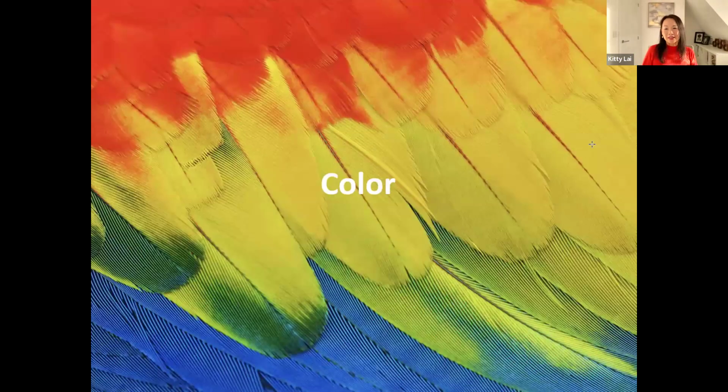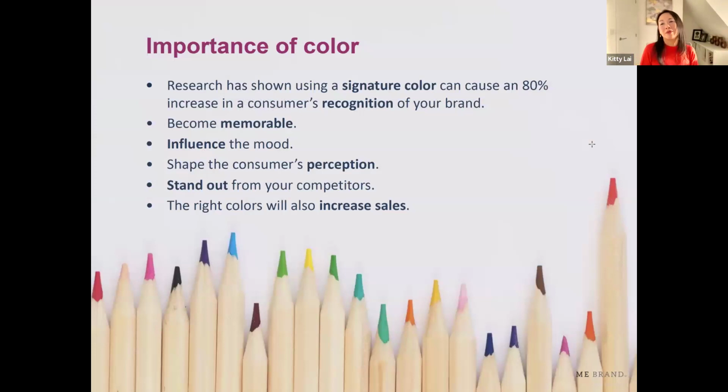So the next thing to focus on is color. This is a very important aspect of brand packaging. So what is the importance of color? Well, research has shown a signature color can cause an 80% increase in a consumer's recognition of a brand.